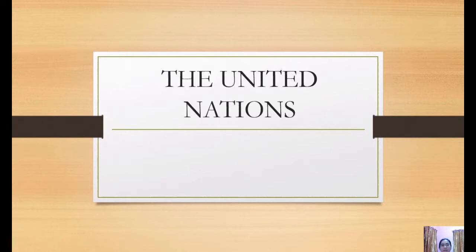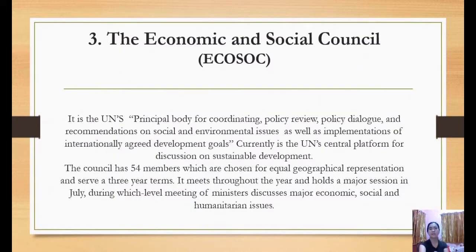Hello everyone, my name is Annalisa Abalyar, the second presenter of Group C, and now I'm going to discuss the third and fourth organs of the United Nations. So the third organ of the United Nations is the Economic and Social Council or ECOSOC. It is the UN's principal body for coordinating policy review, policy dialogue, recommendations on social and environmental issues, as well as implementation of internationally agreed development goals. Currently, it is the UN central platform for discussion of sustainable development.